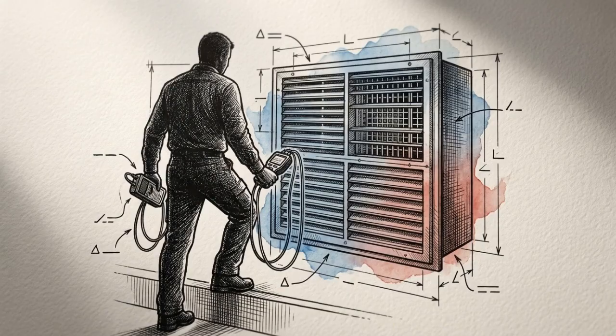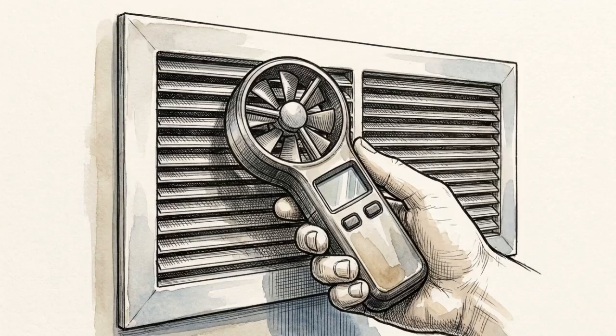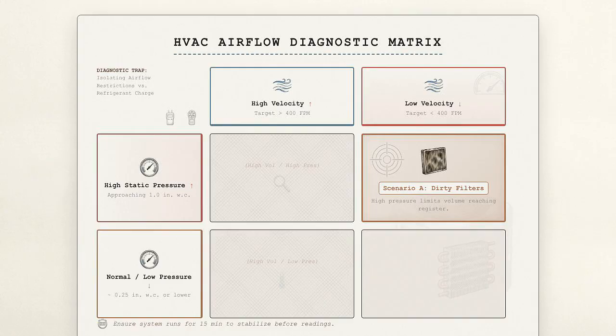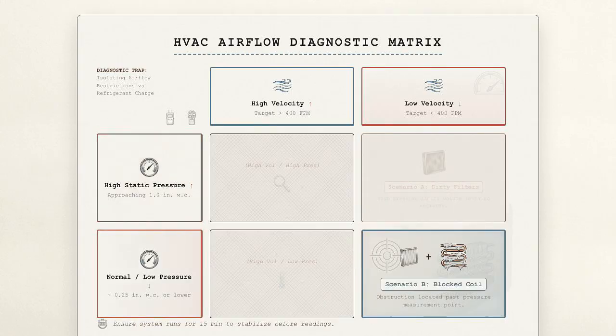Now we perform the physical field test. Place your anemometer directly at the face of the return register to measure the actual FPM. In diagnostic scenario A, your actual measured velocity drops significantly below our calculated 500 FPM target. We cross-reference scenario A with our manometer reading. If velocity is low and static pressure is high, the restriction is definitively isolated to dirty filters.